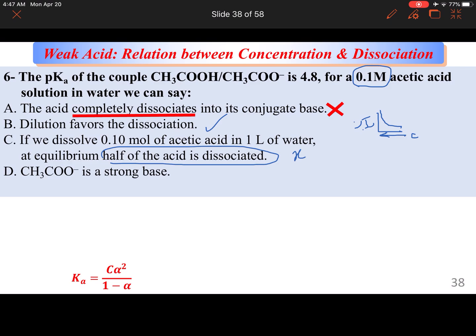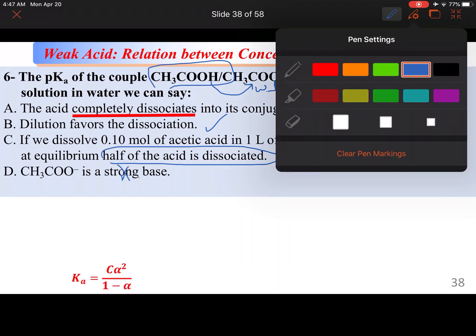The acetate ion is a strong base. Well, this is a weak acid. Acetic acid is a weak acid, so its conjugate base is a weak base. So it cannot be strong. Weak gives weak. Okay, so this is incorrect.